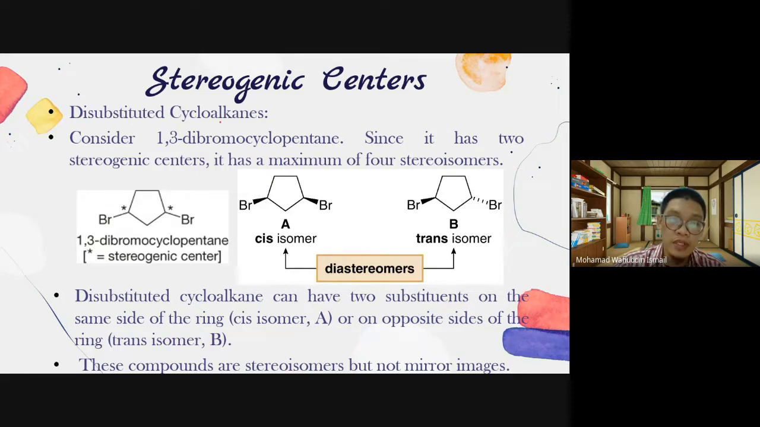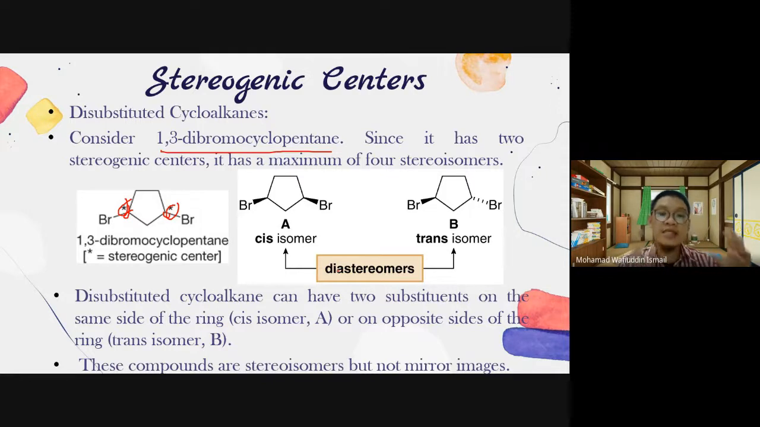Okay, disubstituted cycloalkanes. Consider 1,3-dibromocyclopentane. Since it has two stereogenic centers, it has a maximum of 4 stereoisomers. Okay, these are the stereogenic centers. It can be diastereomers. What are diastereomers?